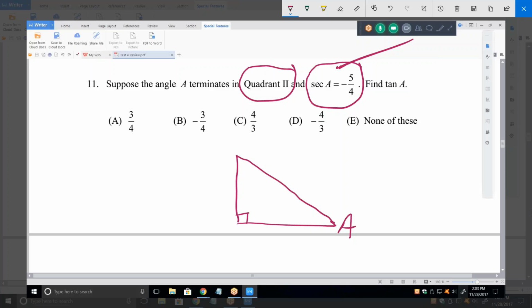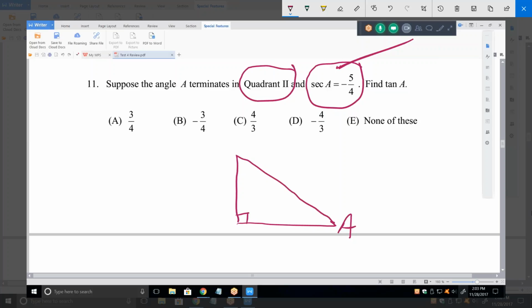It allows you to give me two sides of this triangle. Which two are they? Forget the sign. I don't even care that it's negative 5/4. I just want a triangle where the secant of A would be 5/4. So it'd give you the adjacent and the hypotenuse. Okay, so which one is which? 4 is the hypotenuse. Or no, hypotenuse is 5.